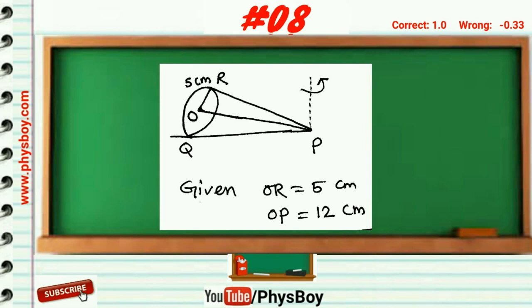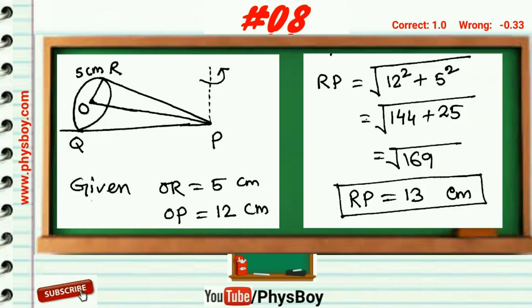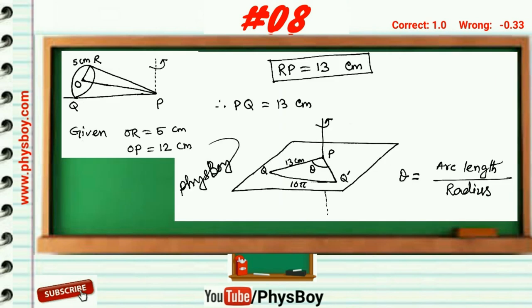So in this problem, the radius of the cone is OR, which is equal to 5 cm, and the height of the cone is OP, which is equal to 12 cm. As it is a right angle cone, we can find the value of PR from the values of OR and OP. So the value of PR will be square root of 12 square plus 5 square, which is equal to square root of 169, that is RP is equal to 13 cm. So the slant height of the cone is PR, which is equal to 13 cm. So PQ, which is also the slant height, is equal to 13 cm.